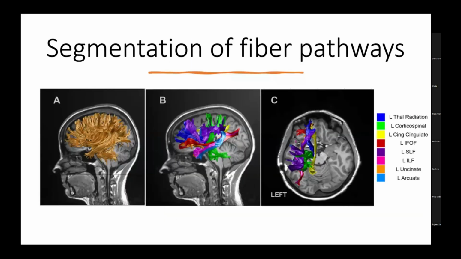Going into what I actually did, I first segmented the fiber pathways. On the far left, you see a sagittal image of the whole brain connectome. Then the segmentation, B, was using the automated fiber quantification. You can probably identify some of these tracts, the arcuate fasciculus, and you see the corticospinal in green. And last, C is just an axial slice, the same.